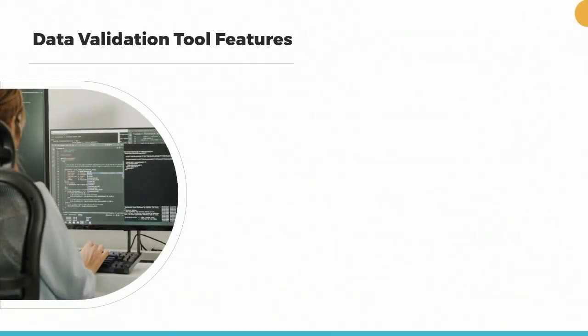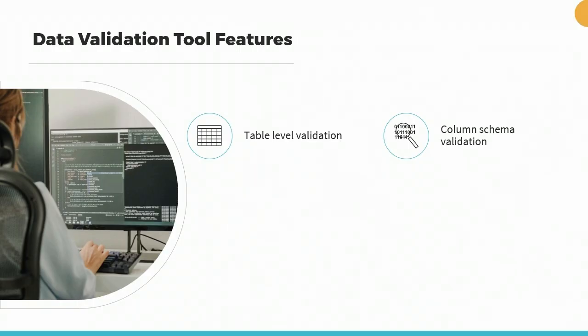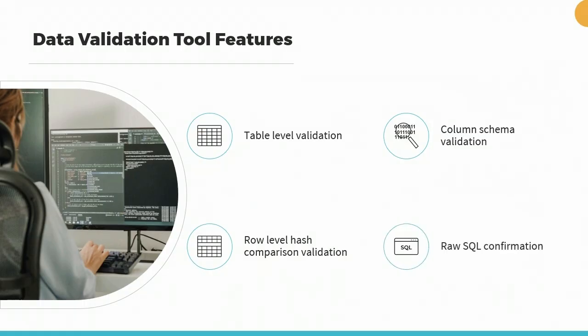So the data validation tool can feature things like table level validation. So I can actually validate table by table. I can also look at column schema validation to make sure that each column has the right source, has the right type of data stored in there, and it's adhering to certain constraints that I've defined. And there's a row level hash comparison validation as well, and raw SQL confirmation, where I can run custom queries on different data sources. And the thing you should notice here is that the hash level comparison validation can only be run on BigQuery destination targets.